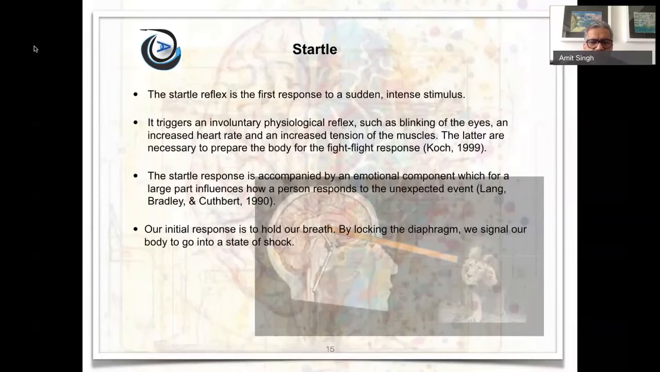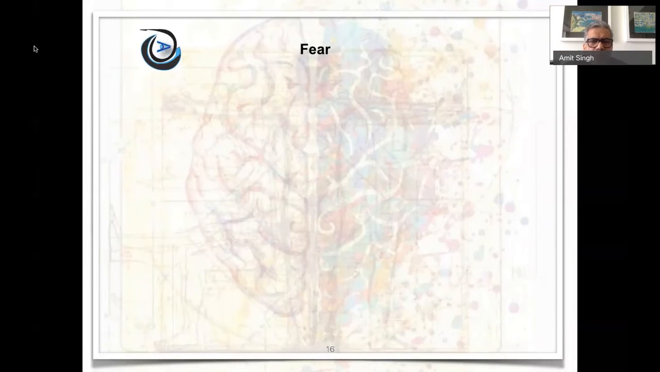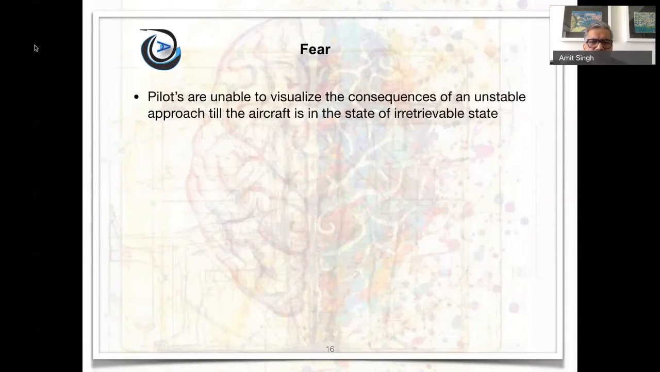Our initial response is to hold our breaths by locking the diaphragm. We signal the body to go into a state of shock. So the diaphragm is locked, so the upper and lower body are basically locked. But the diaphragm is the only thing which we can release. Pilots, therefore, are unable to visualize the consequences of an unstable approach till the aircraft is in a state of irretrievable, cannot be retrieved from there.